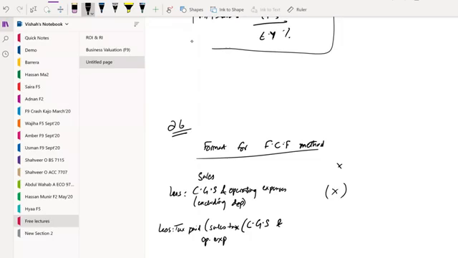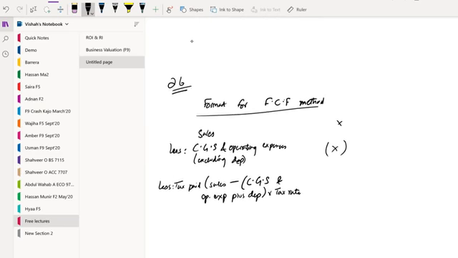Less tax paid. Now, how will we compute this tax paid? Sales less cost of goods sold and operating expense plus depreciation into tax rate, because tax is always computed over the profit amount, right? So we cannot exclude depreciation in this case.